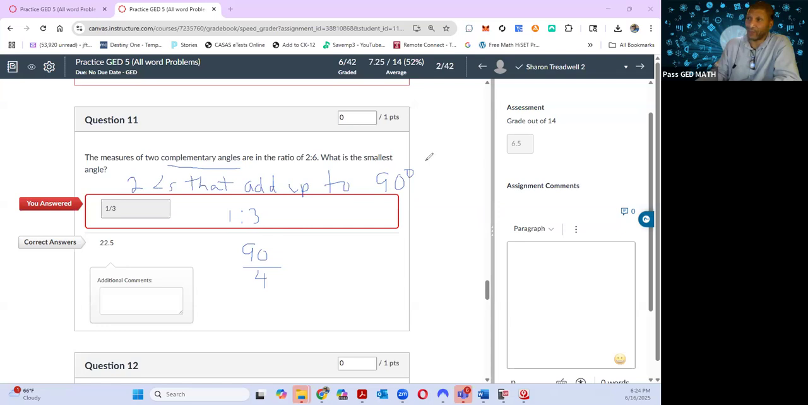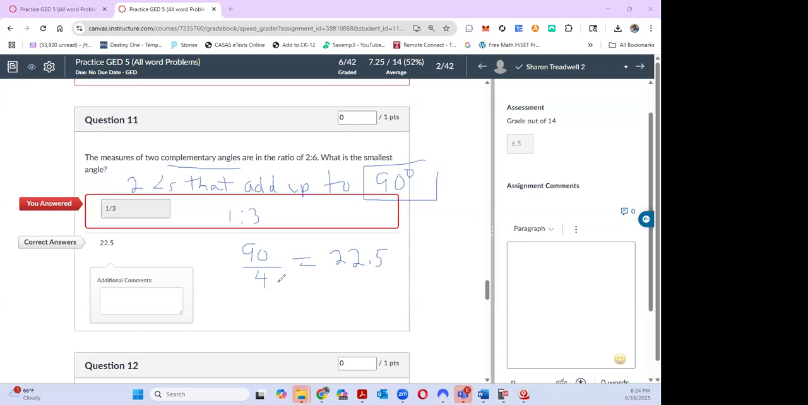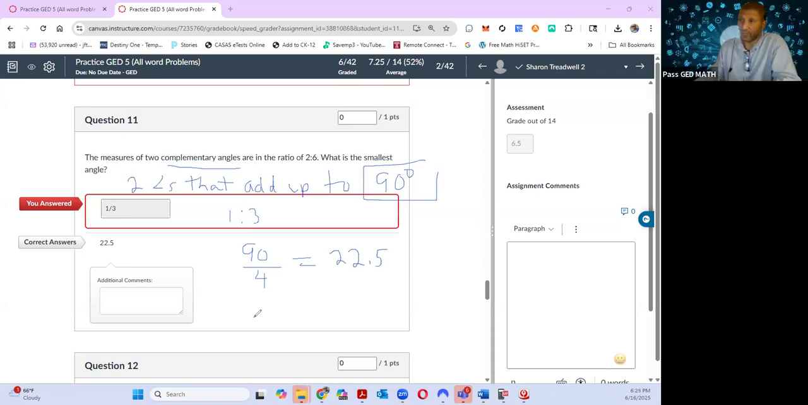So we take that 90 degrees and divide that by 4. What's 90 divided by 4? Anybody know? 22.5. So the first angle will be 22.5. The second angle will be 67.5. Okay, again, identifying your givens. Complementary angles are two angles that make 90. You have your ratio, you have 4 parts, so we divide by 4.